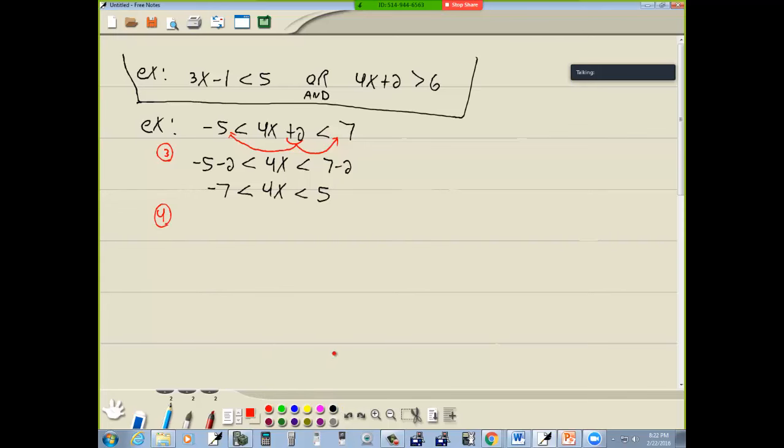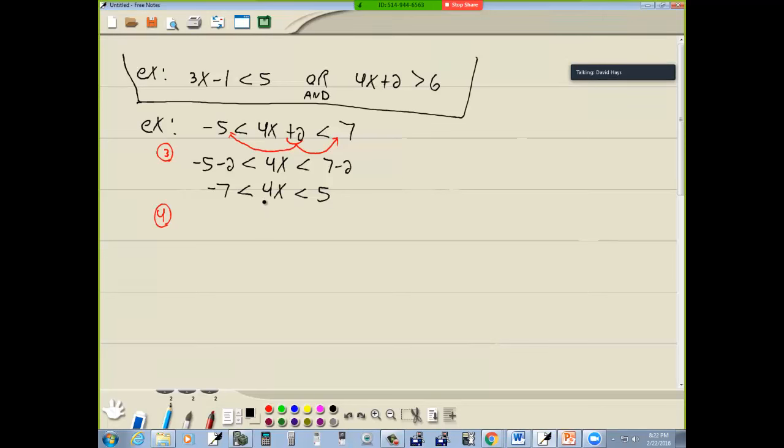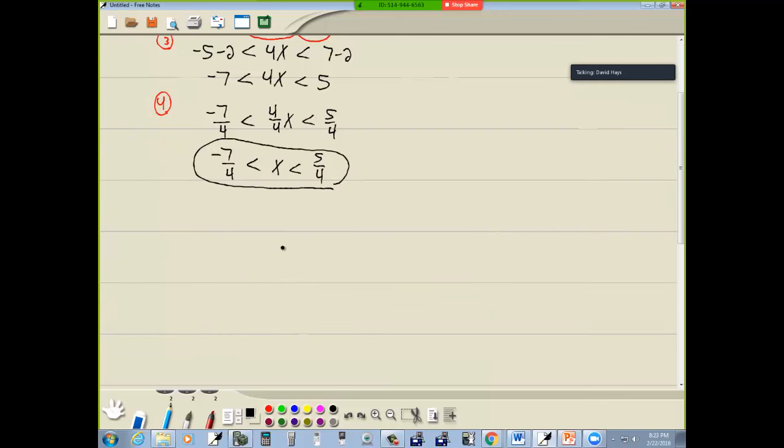And then step 4, divide all three sides by the number in front of the x. Well, the number in front of x is a 4, so we're going to divide all three sides by 4. So we've got -7 divided by 4 is less than 4 divided by 4x is less than 5 divided by 4. So that gives us -7/4 is less than x is less than 5/4. Now this is our answer, but we're going to look at the different ways to write that.